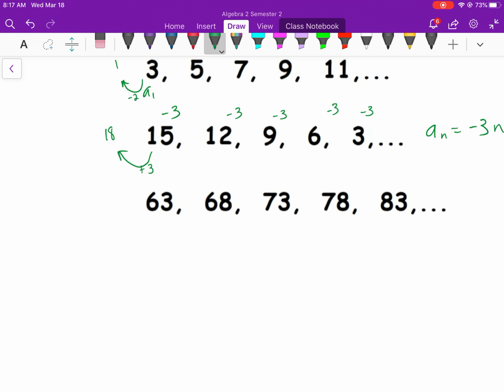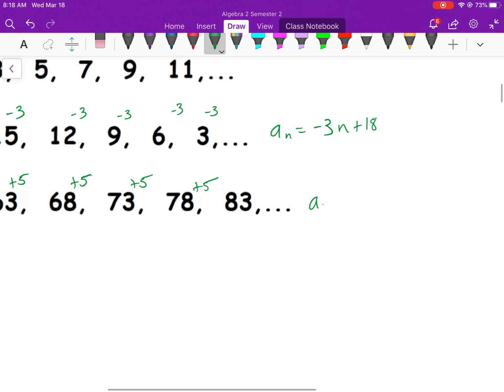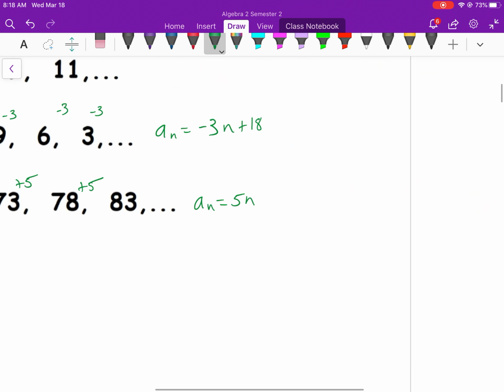On the next one, the pattern will be plus 5, plus 5, plus 5, plus 5, and it follows all the way through. Again, let's go ahead and find that a sub 0 right away. Subtracting 5, we get 58 for a sub 0. So our rule in this case is a sub n is equal to 5n plus 58.